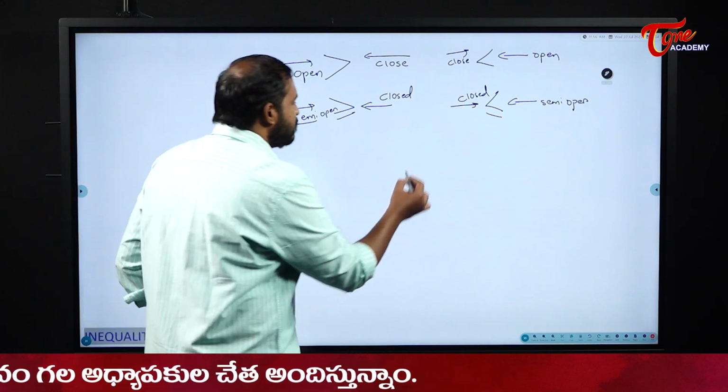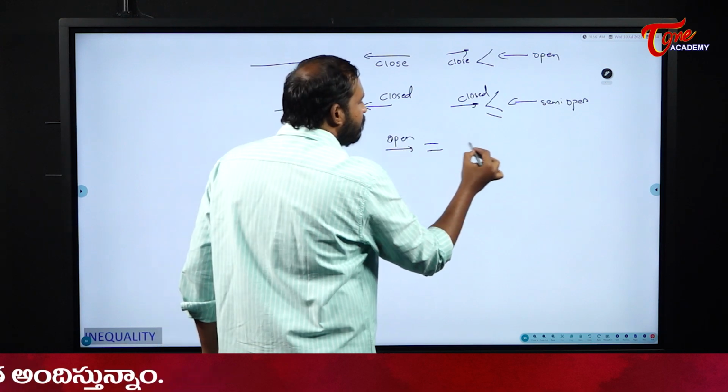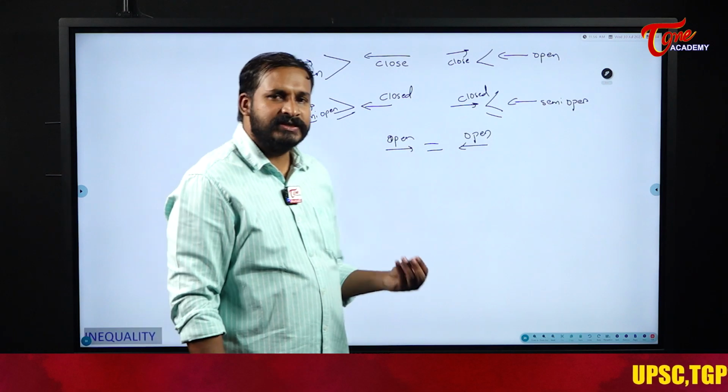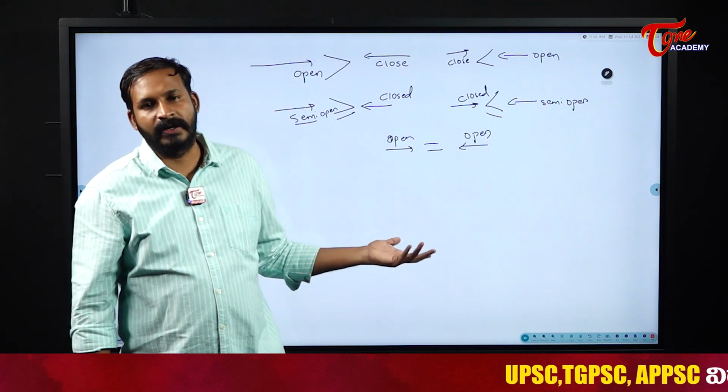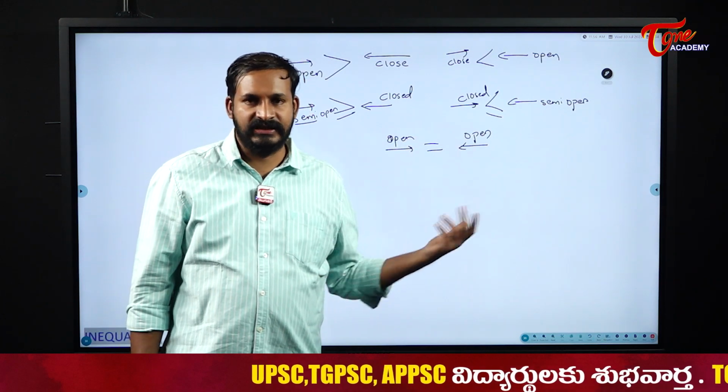Okay, and what is the other symbol which we have? Equal to. Here both ways are open. Equal to is nothing but both ways open while solving the problems. In fact, in some cases we will neglect that open case also. Why? Because it is of no use. You can easily move from this direction to this direction.